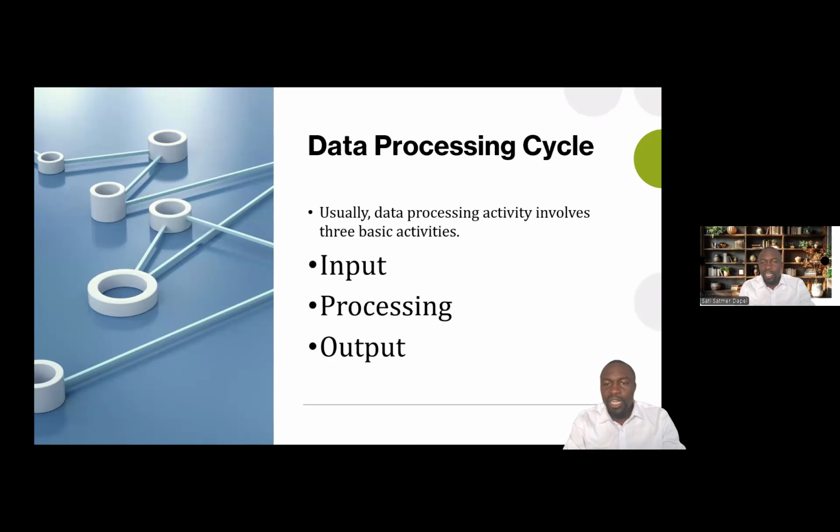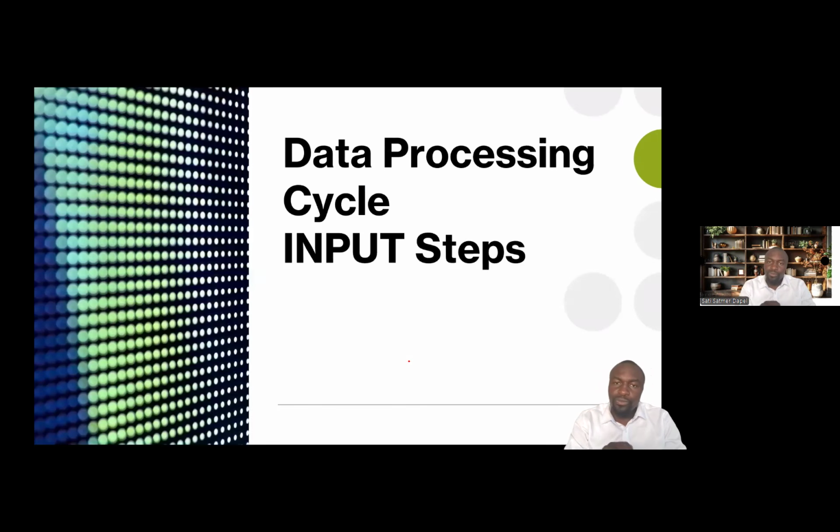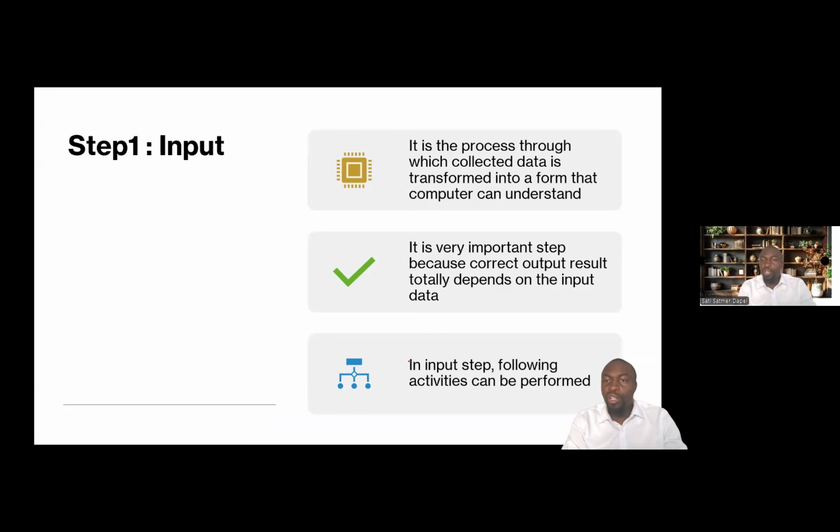Usually, data processing activity involves input, processing, and output. So we're going to look at each of these: the input, the processing, and the output. Now, what are the input steps? When you're talking about input, input is the process through which collected data is transferred into a form that the computer can understand. Very, very important.